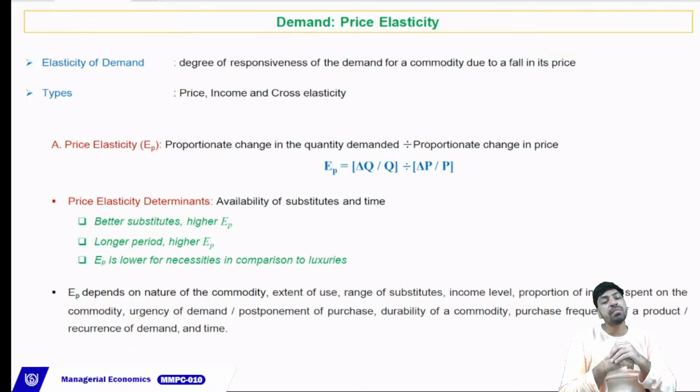When we talk about elasticity of demand, it also depends upon various factors like nature of the commodity, extent of use, range of substitutes, income level, proportion of income spent on a commodity, urgency of the product, postponement of purchase, durability of a product, purchase frequency, and so on. These are the other factors which also influence the price elasticity of demand. The main factors which influence it more are better substitutes, longer period, and necessities and luxuries goods.